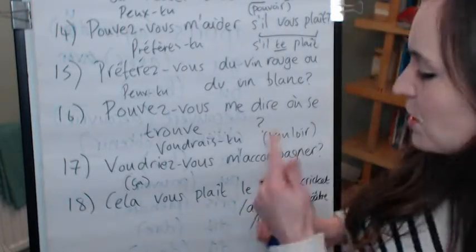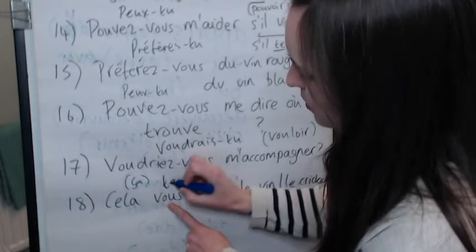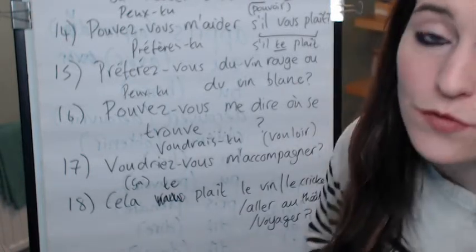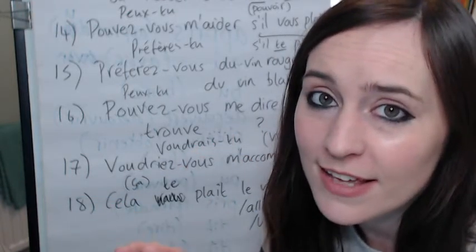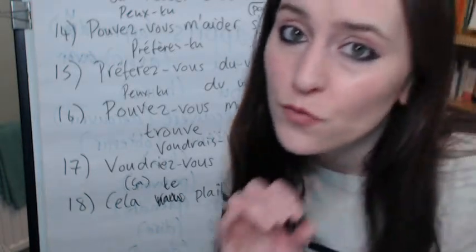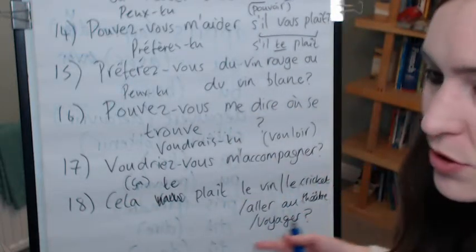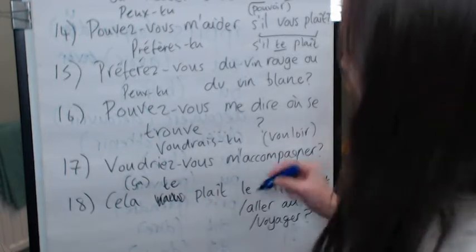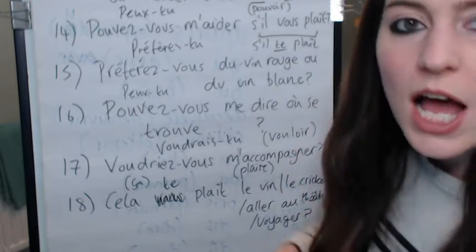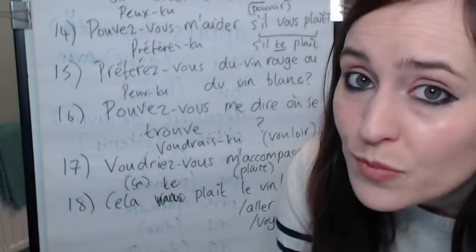So if you're going to change that to the tu form, instead of cela vous plaît, you use cela te plaît. Just like in the change where you go from s'il vous plaît, if it pleases you, to s'il te plaît, instead of vous plaît. So, do you like wine, cricket, going to the theatre or travelling? Use with the verb plaire. I'll write that over here. P-L-A-I-R-E. Cela te plaît instead of cela vous plaît.